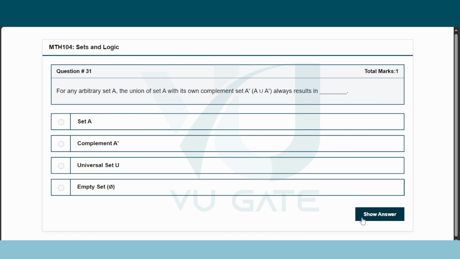Question number 31. For any arbitrary set A, the union of set A with its own complement set, A union A prime, always results in blank. The correct answer is universal set U.